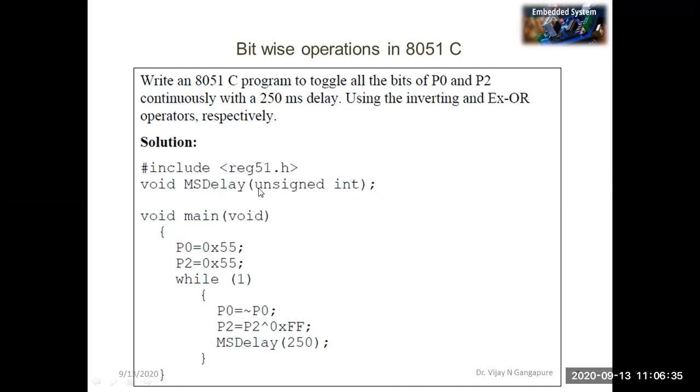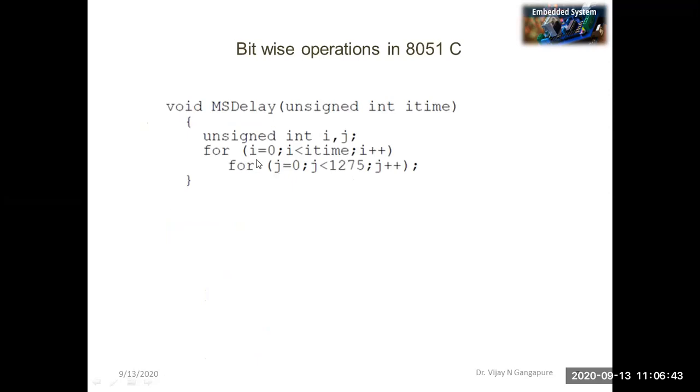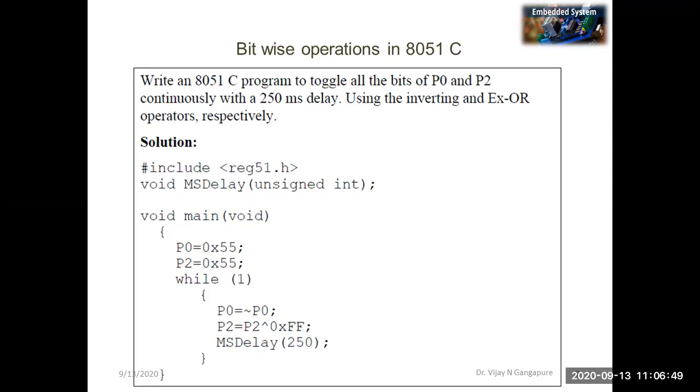We are declaring this function because we are using this function from the main function, and the definition of this function is coming after the main function. So here below the main function we are writing the msdelay function, so we are required to declare this function in the start.